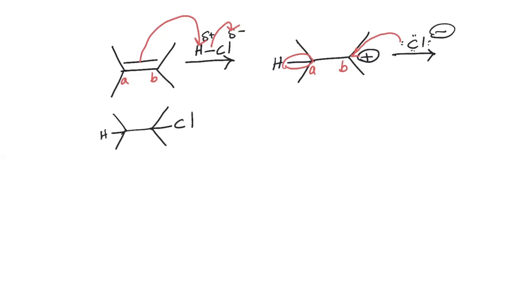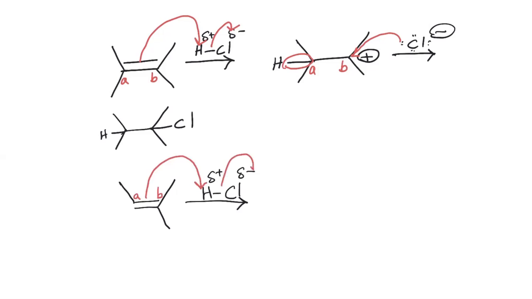But what if we have an asymmetrical alkene, like this one? Again, this is carbon A and carbon B, the sp2 carbons. And then we add, again, HCl. And the pi bond will break and form a sigma bond with one of the carbons, and the hydrogen-chlorine bond breaks, with chlorine leaving.